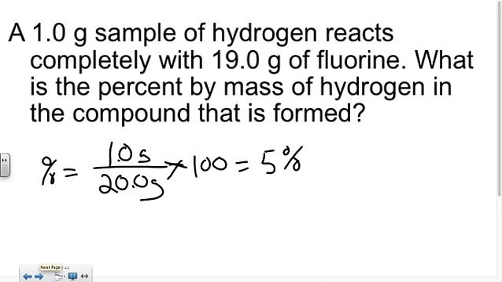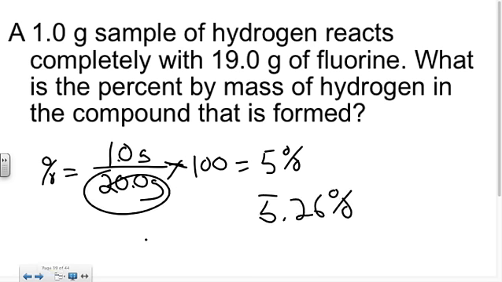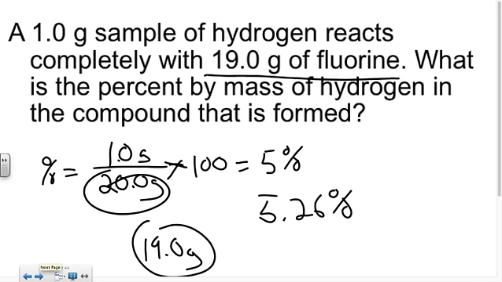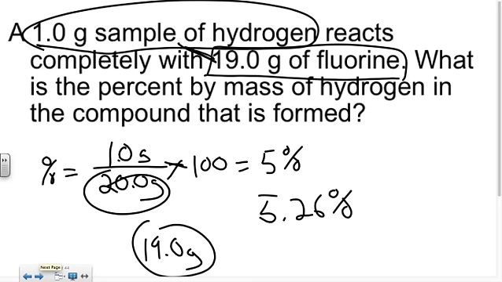Now, if you, instead of 5%, got 5.26%, or something very close to that, that's because your denominator was only 19 grams. And 19 grams is how much fluorine was in the compound, but it says that the 1 gram of hydrogen combines or reacts with the 19 grams of fluorine. So the whole thing together, according to the law of conservation of mass, weighs 20 grams. So make sure you keep track of that when you're doing these problems.